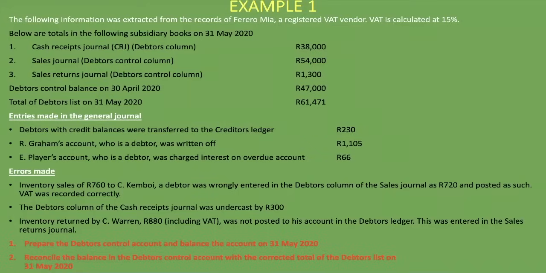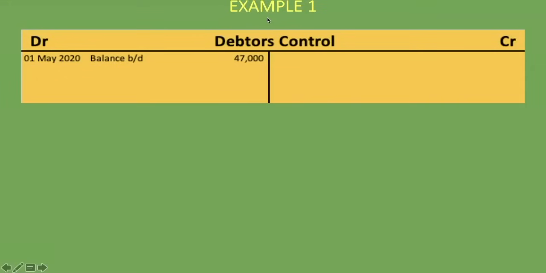So we put the balance brought down of this 47,000 Rand on the debit side. So we put the date there on the 1st of May because that's the beginning of this month. And then we put balance brought down, and then we put down the 47,000 Rand.